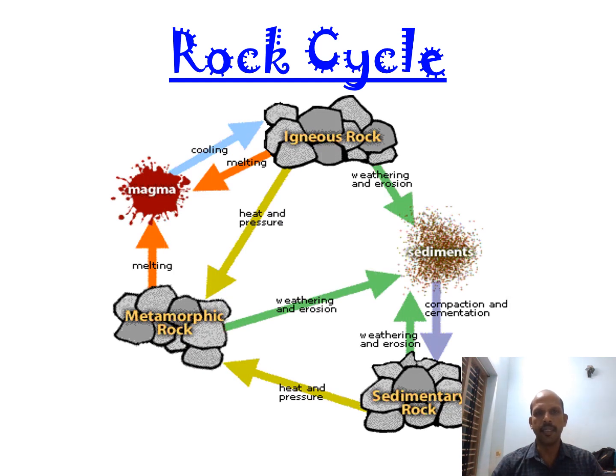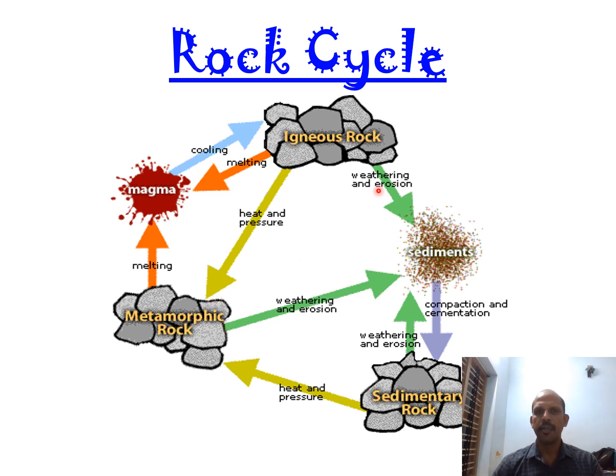So this is the rock cycle. Magma, when it gets cooled down, becomes igneous rocks, and when this igneous rock melts down, it turns back to magma. So igneous rocks undergo a lot of processes. One is melting, which again becomes magma. Then due to high temperature and pressure, it gets converted into metamorphic rocks, and the process is called metamorphism.